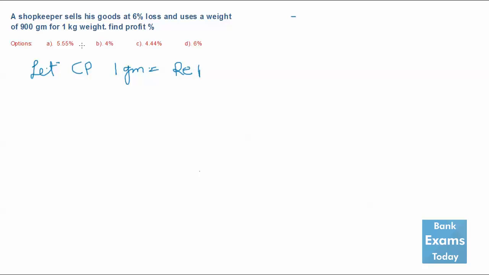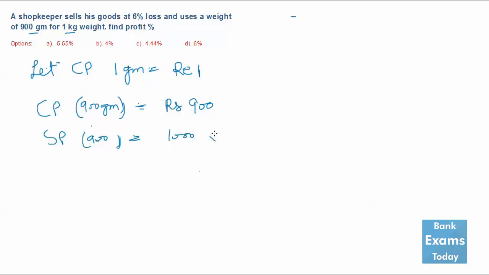Now his cost price is the cost price of the 900 grams, as he's selling, assume that he's selling 1 kg of the product. So the cost price of 900 grams is rupees 900. So the selling price: as he's pretending that he's giving away 1 kg of the product, but he's incurring a loss of 6%, he's selling the product for 940.